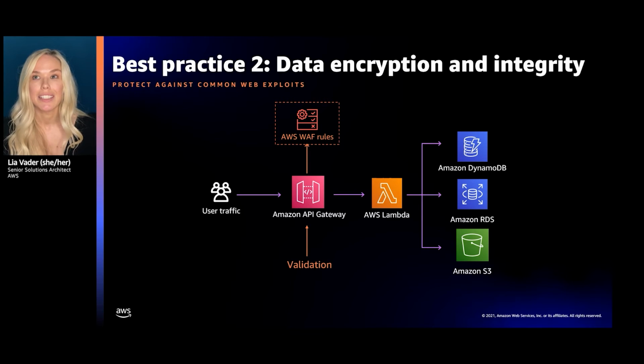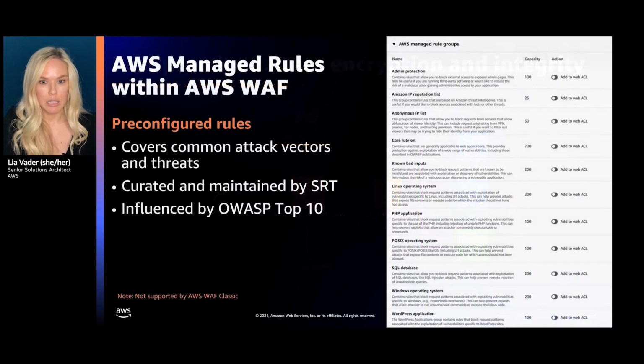So moving on, to protect the integrity of data, we need to also protect against common web exploits like SQL injection. AWS WAF gives you control over the traffic to allow or block to your web applications by defining customizable web security rules. And WAF integrates directly with API Gateway.